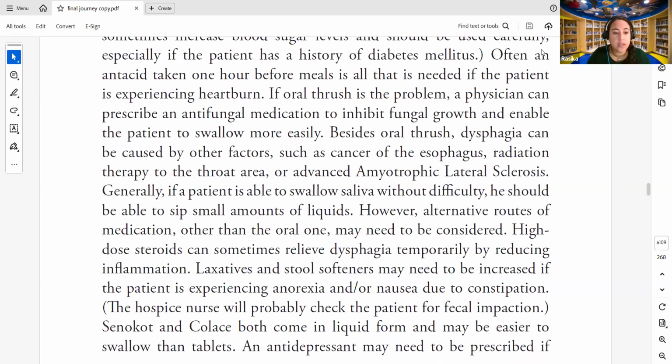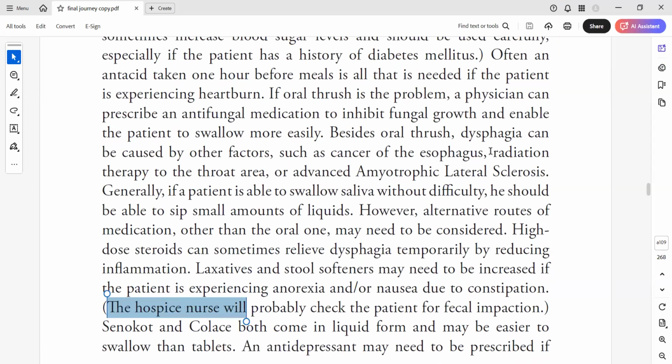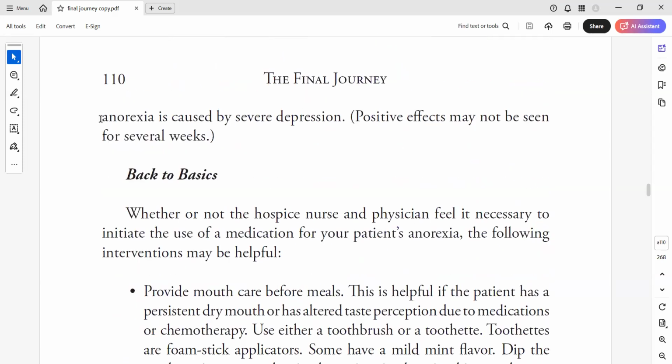The hospice nurse will probably check the patient for fecal impaction. Senokot and Colace both come in liquid form and may be easier to swallow than tablets. An antidepressant may need to be prescribed if anorexia is caused by severe depression. Positive effects may not be seen for several weeks.